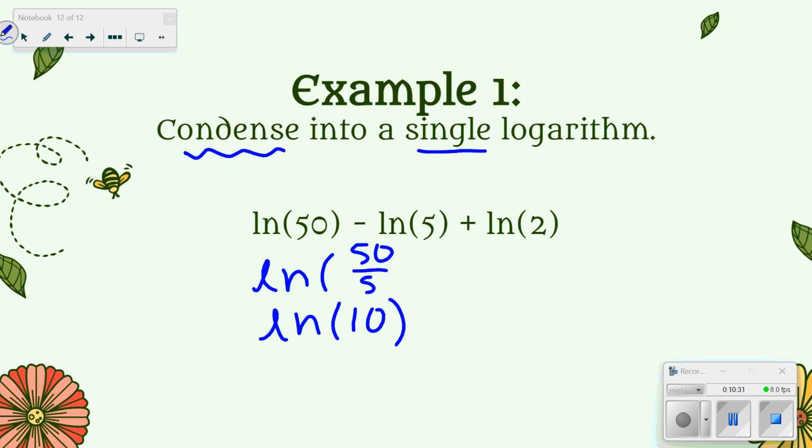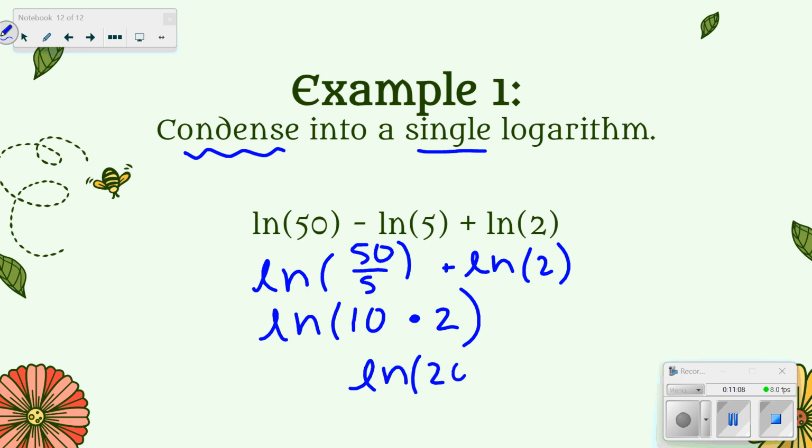So if I see subtraction, I bring it through with division. Now I have plus ln of 2. I still have that going on. What do we think about that? Plus ln of 2. Yes, that means multiply. So that doesn't mean times ln of 2 here. What that means is I times 2 inside the parentheses. So that is now going to become ln of 10 times 2 all in the parentheses, which will just give us ln of 20.